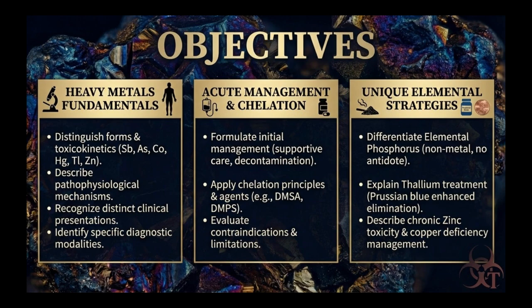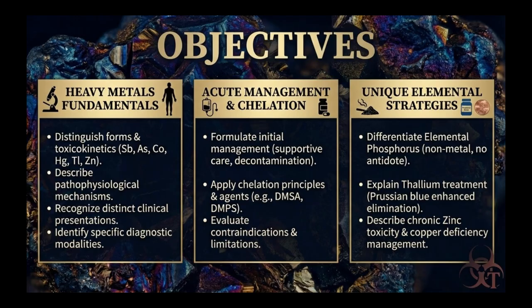It is important to apply the principles of chelation therapy where indicated for trivalent antimony, arsenic, cobalt, and elemental or inorganic mercury poisoning. This includes differentiating between appropriate chelating agents, for example, dimercaptosuccinic acid, dimercaptopropane sulfonate, British anti-lewisite, calcium disodium edetate, and acetylcysteine, based on the specific element and its toxic form.